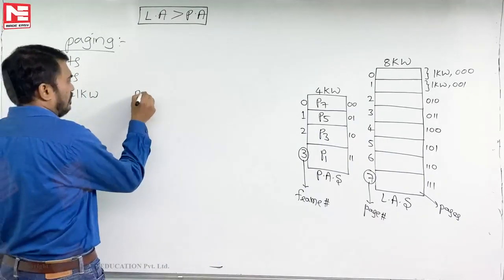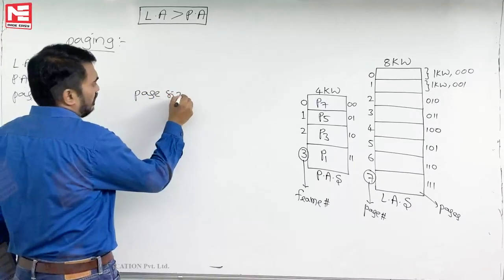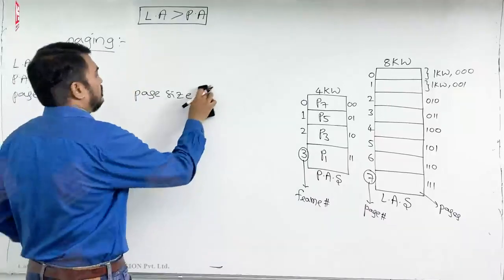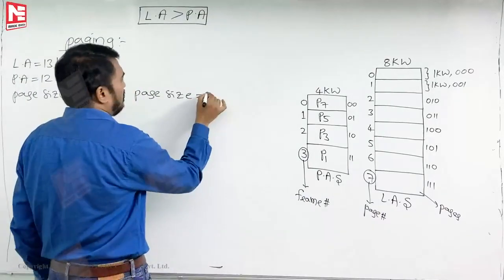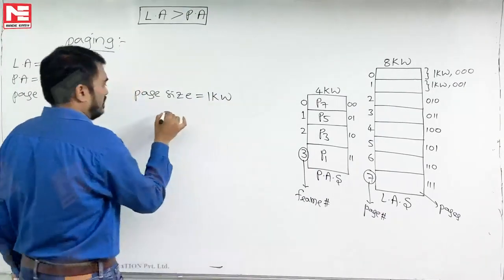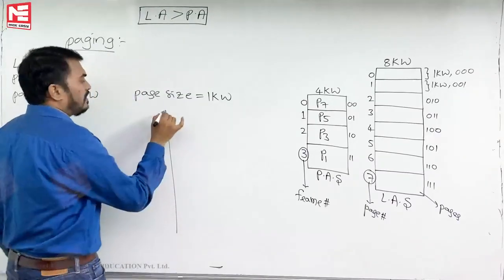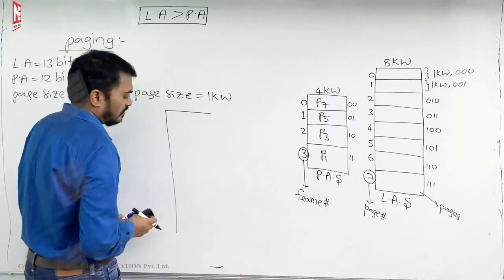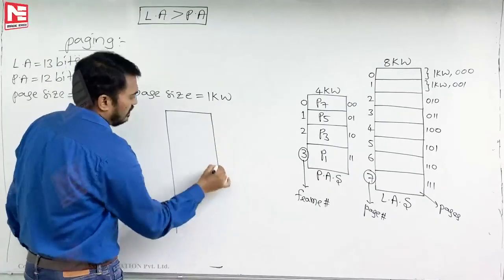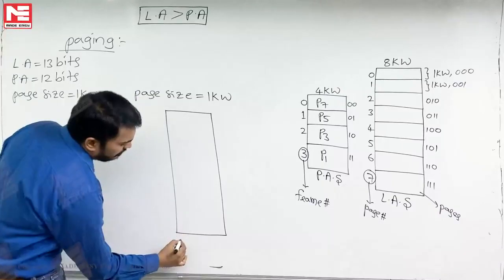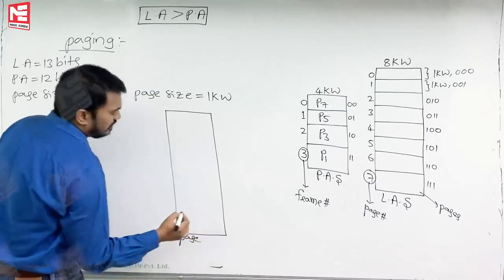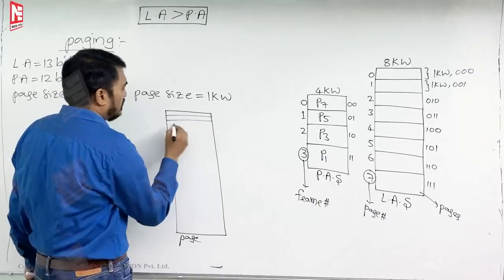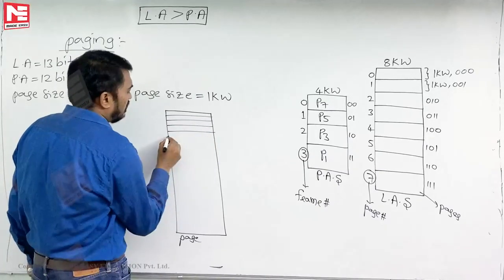Copy this. Page size we assumed as 1 kiloword. So when I assume page size is 1 kiloword, what is the meaning of that? Listen here, this is how the page will look. The page is going to have 1 kiloword. 1 kiloword means what? 2 power 10. So copy this. The page will look like this.